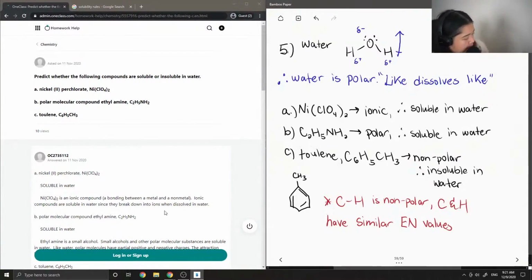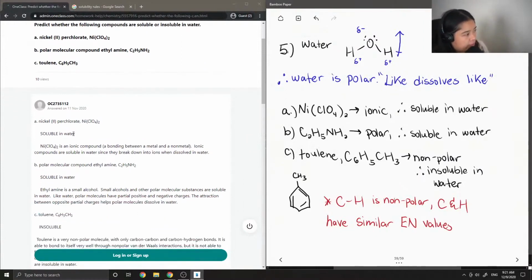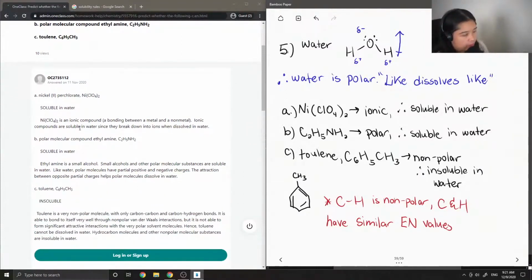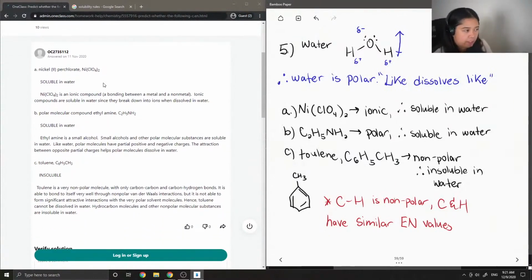Okay, so let's see what the junior tutor said. Nickel 2 perchlorate is soluble in water. It is an ionic compound, so a bonding between a metal and a nonmetal. And ionic compounds are soluble in water since they break down into ions when dissolved in water.